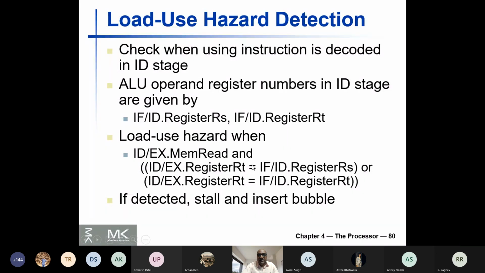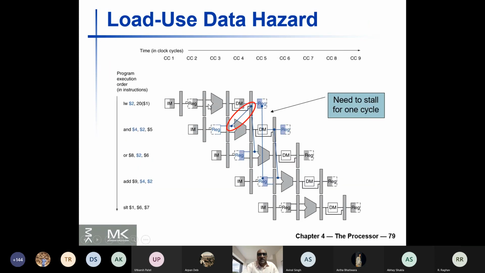IDEX register RT, if it is equal to... since it is a load instruction, the load instruction will put the data into the destination register RT, right? In case of load instruction, if you try to recollect, whereas in arithmetic instructions the destination register is RD. There are three register operands: RS and RT are the source operands, and RD is the destination. Whereas in case of load instruction, the destination register will be RT. RS is the source register which provides the base address, and the immediate operand gives you the offset. Those two together give you the memory address, and then the contents of memory will be placed in the register RT.